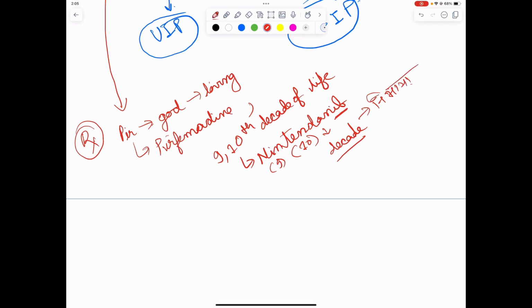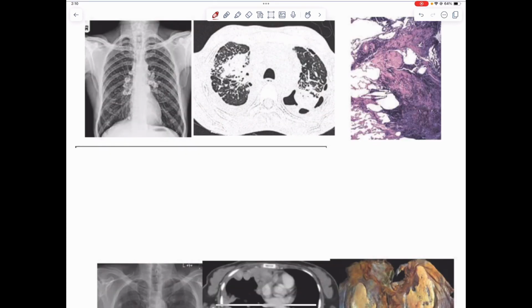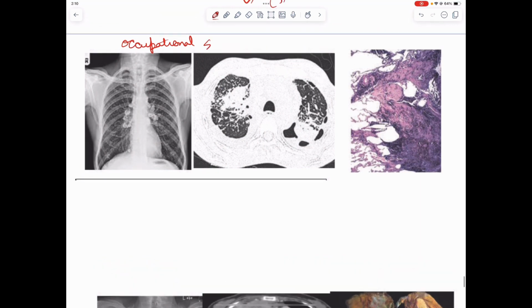Now we move towards occupational lung disease. In occupational lung disease, remember that in silicosis the upper lobe is involved more.